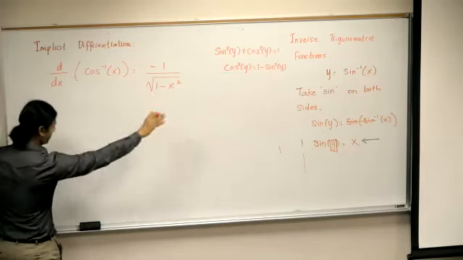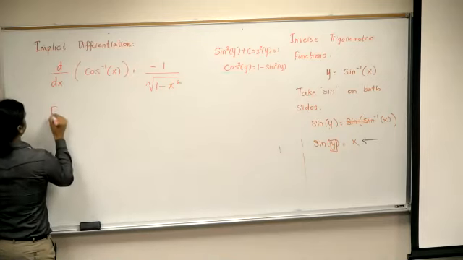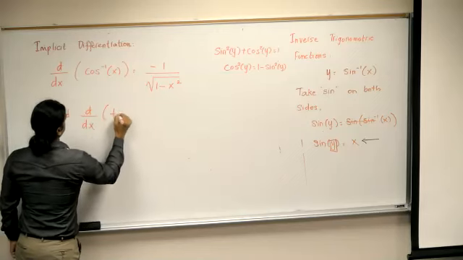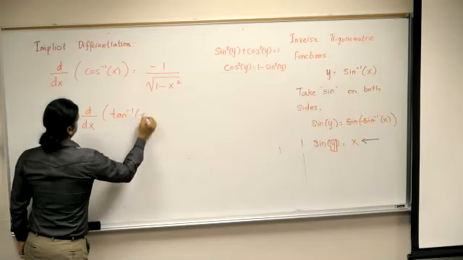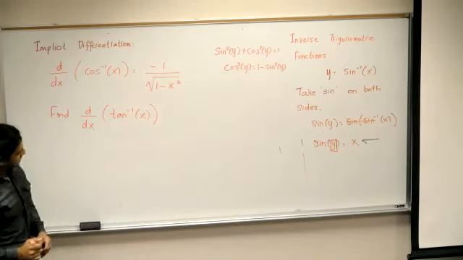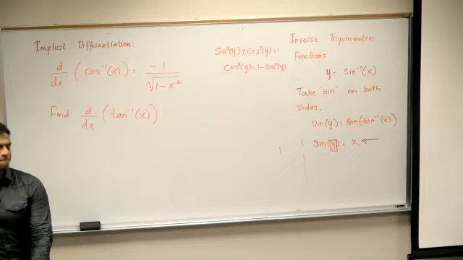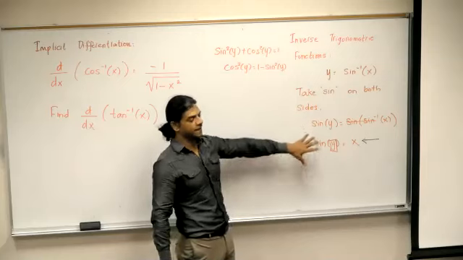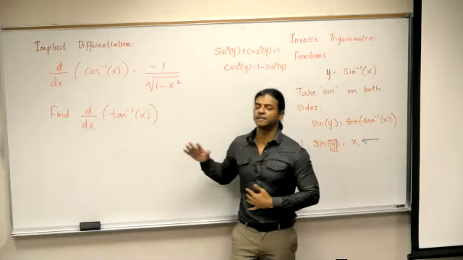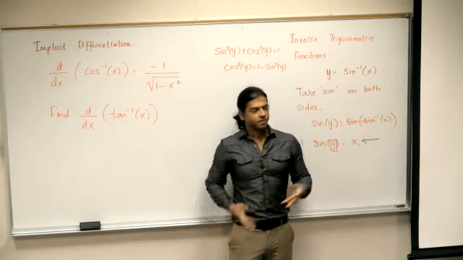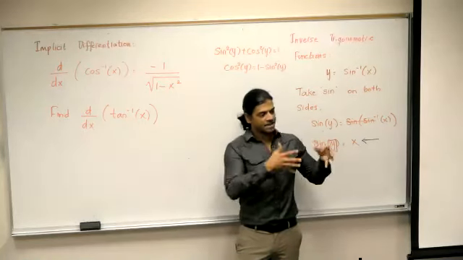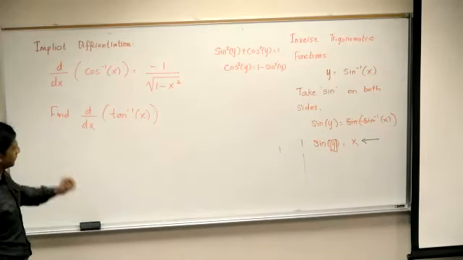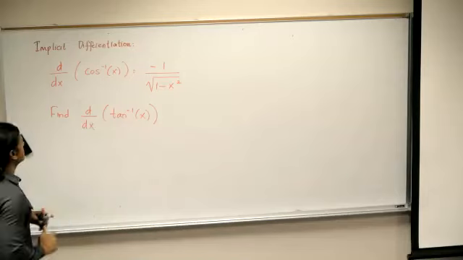Now, I want you to use the process of implicit differentiation and find the derivative of tangent inverse of x. I'll give you hints. You've got to follow the same process, and you have to use a trigonometric identity, in the very last step, so that you can express the derivative as a function of x in and of itself. So let's see if we can get it.